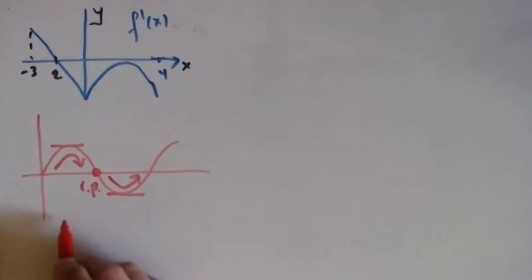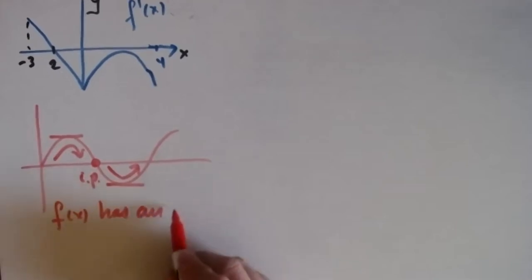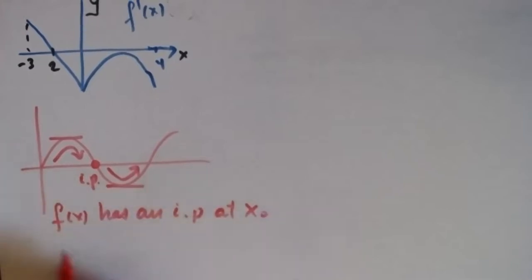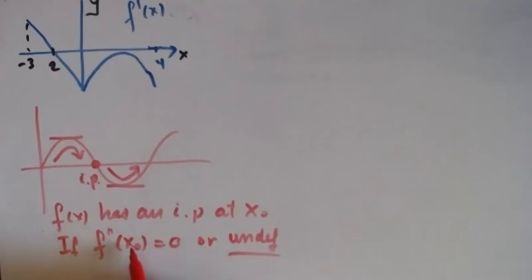So what is the definition of inflection point? f of x has an inflection point at x0, let's suppose that's x0, if the second derivative at x0 is 0 or undefined, correct? So this is the definition. The second derivative of the function at that point is 0. Or the inflection points are the values that solve the second derivative equal to 0, or where the second derivative is undefined, so you have a peak, correct?